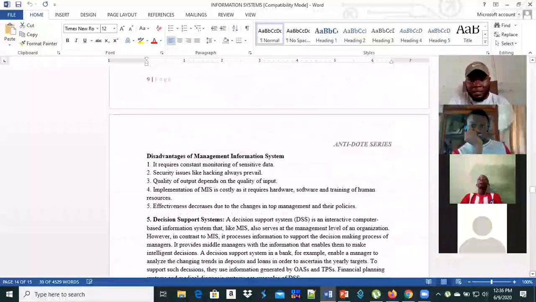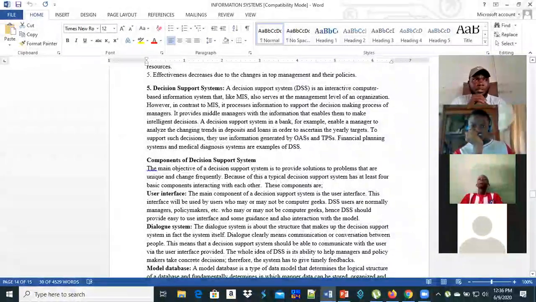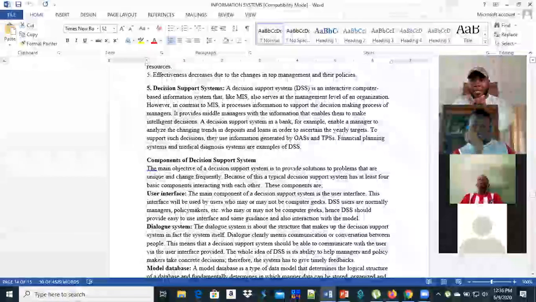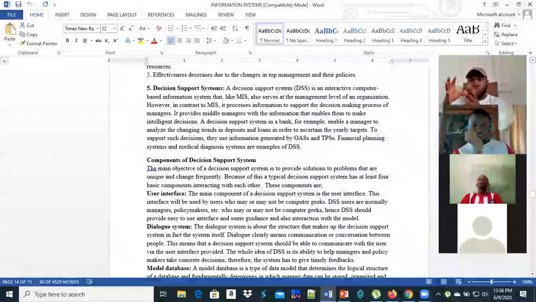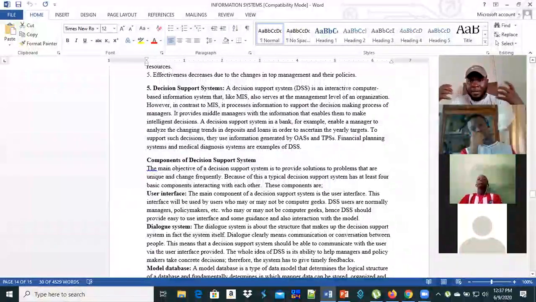So from the management information system, we'll look at the decision support system. And this is very clear, looking at its name: decision support system. This is a system that supports decision making. But with a decision support system, it is very interactive, and it supports whatever you have from the management information system.